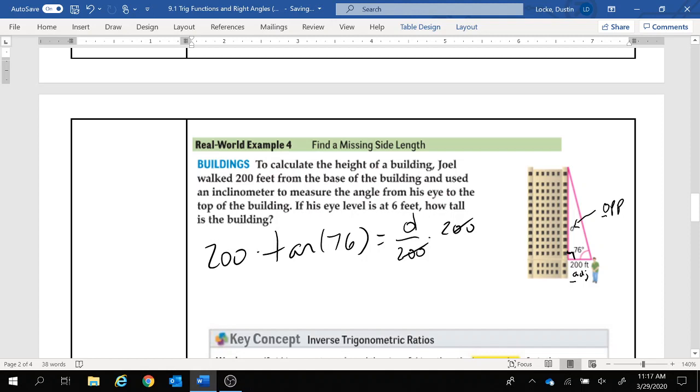So then we type that into our calculator, 200 times tangent of 76, and that will give us approximately 802. Well, you get the idea. So I'll let you go ahead and write this on your paper. It's going to be 802.156.